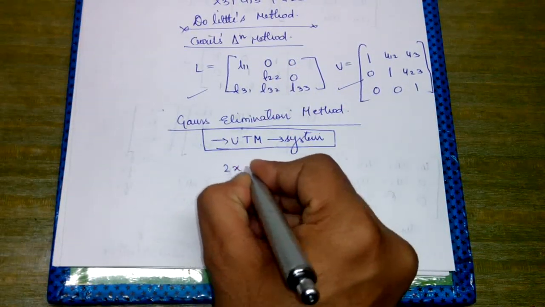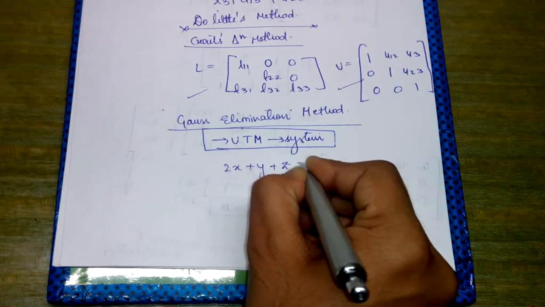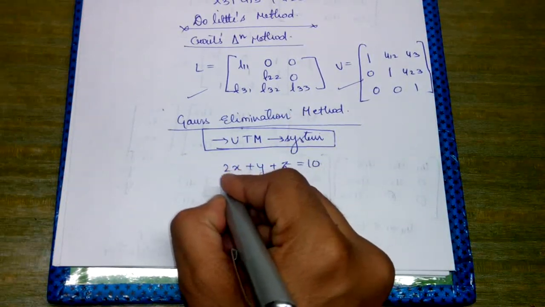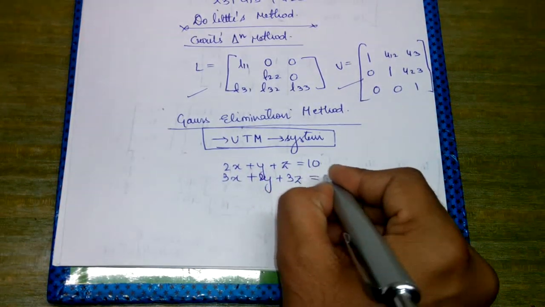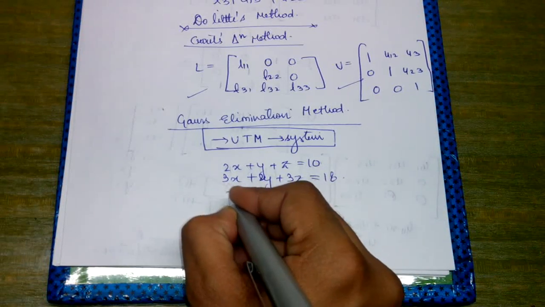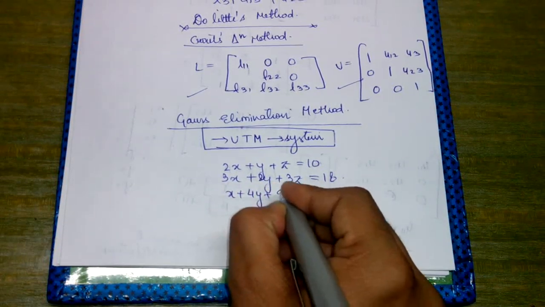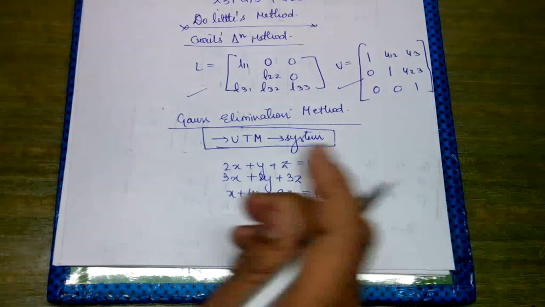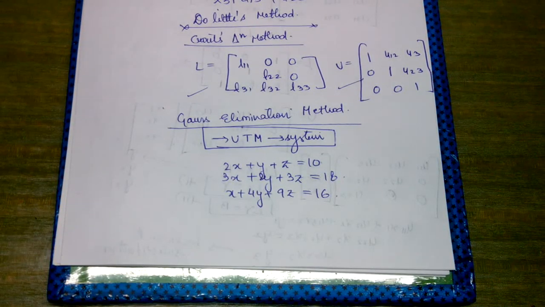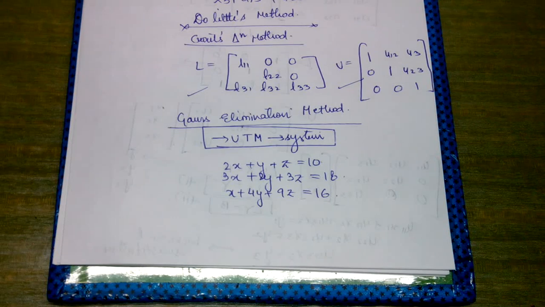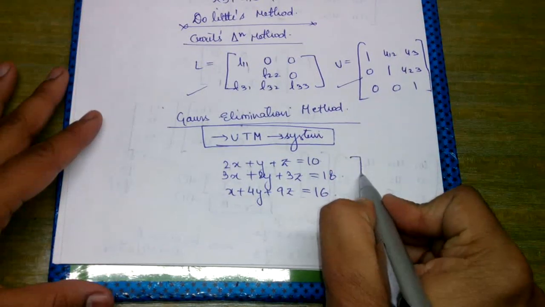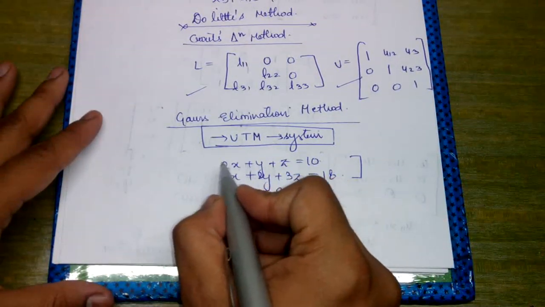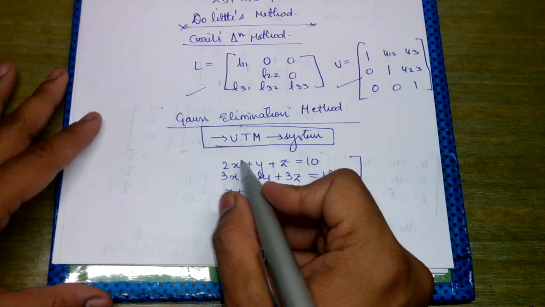So if we have been given 2x plus y plus z is equals to 10, 3x plus 2y plus 3z is equals to 18, and x plus 4y plus 9z is equals to 16. Now this is the system of equations that has been given to us, and we have to solve it by using the Gauss elimination method. Now we will first try to eliminate x, and in order to eliminate x we will use these upper two equations.